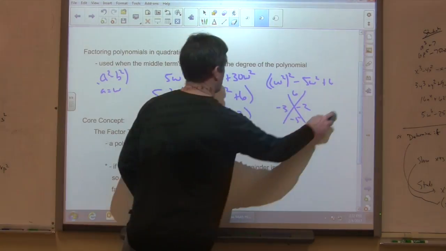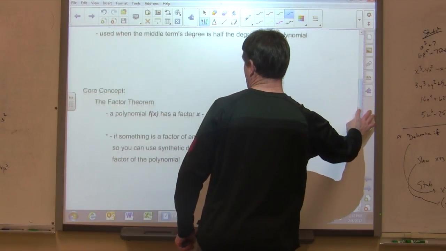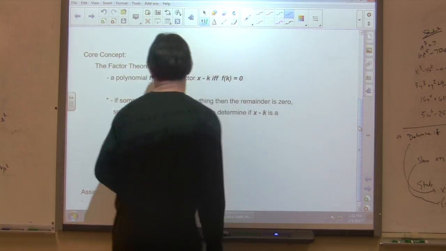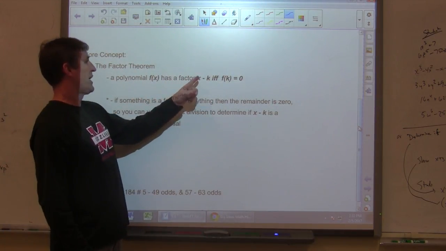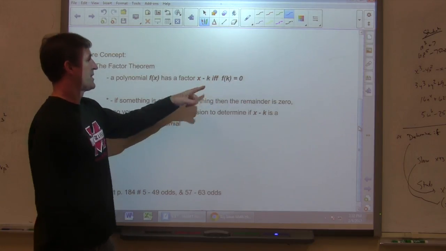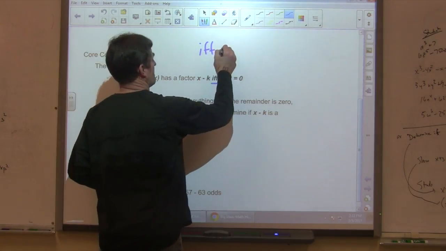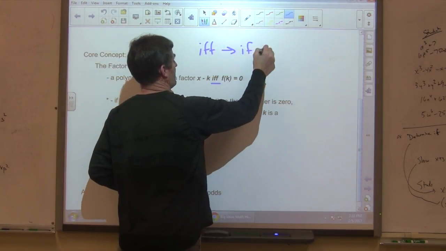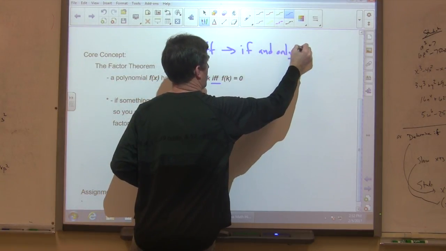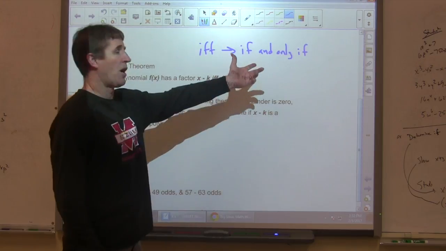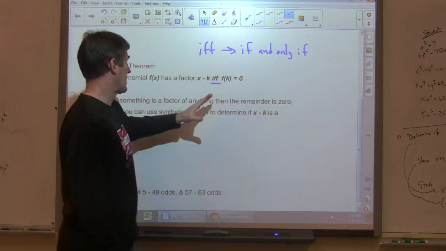We have one last thing we're going to cover on this. And that is another core concept, the factor theorem. It says a polynomial f of x has a factor x minus k if and only if. Okay, you might have seen that in geometry. If you have a theorem that says if and only if, it just means it works both ways.